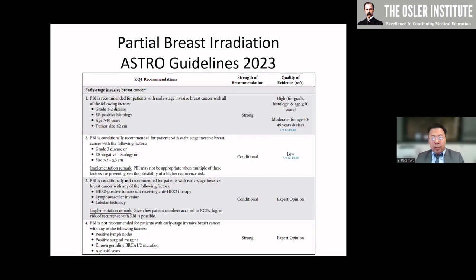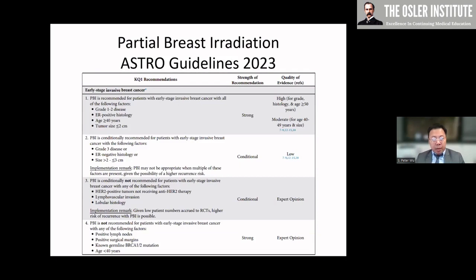The quality of evidence is very high for patients aged greater than 50, and it's moderate for patients ages 40 to 49. But the group has stated as a whole that it's okay. Over 40, it's okay. So this was a big controversy. So these are suitable patients, absolutely suitable for partial breast. All the experts agreed that this is totally fine given the maturity of the data that we looked at.